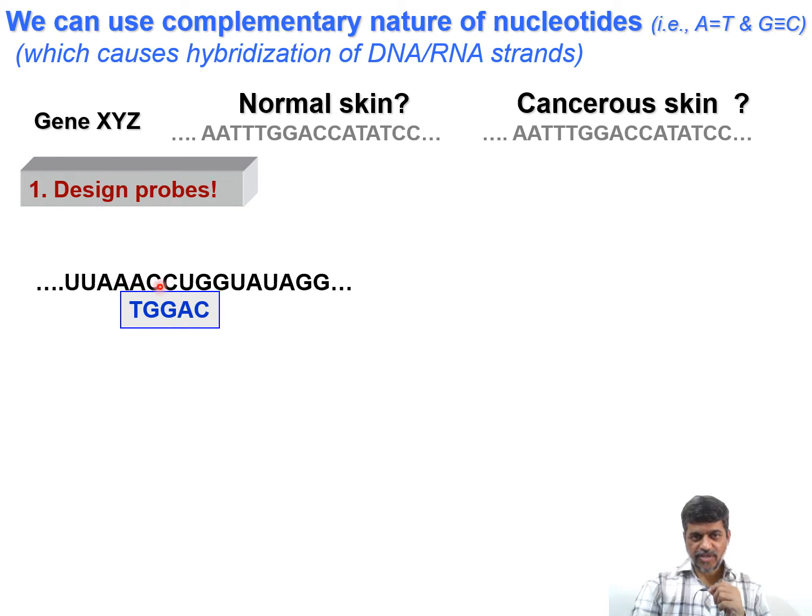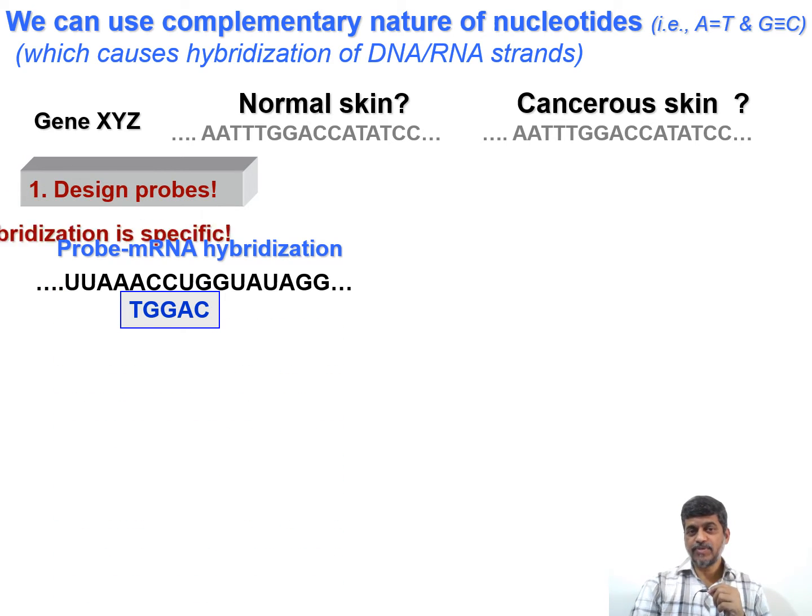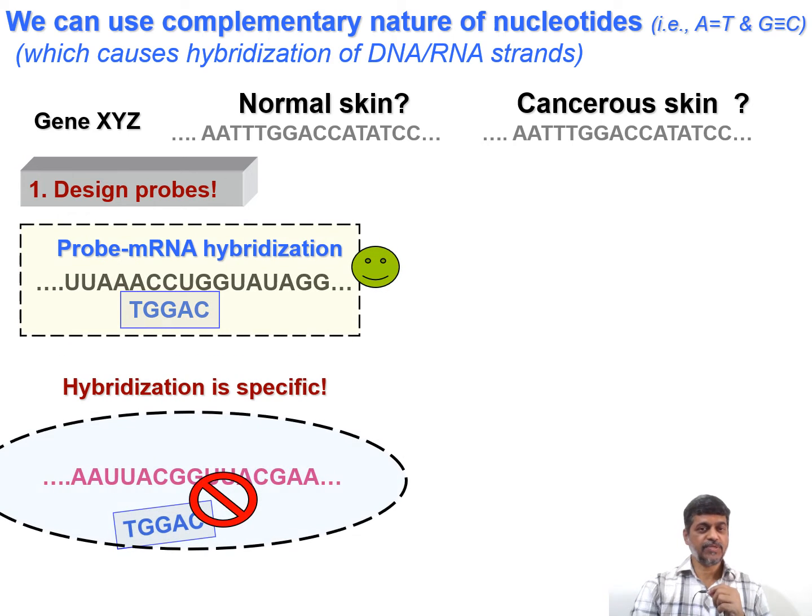If I identify unique regions in the mRNA or cDNA, I can note down the complementary sequence and synthesize them in large quantities and use these molecules, probe molecules, to track the sequence of our interest, the molecule of our interest. If this is done correctly, the hybridization will be very specific.